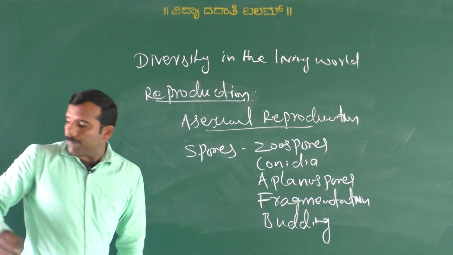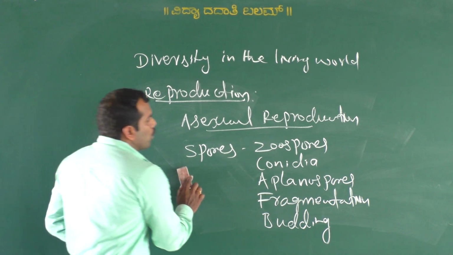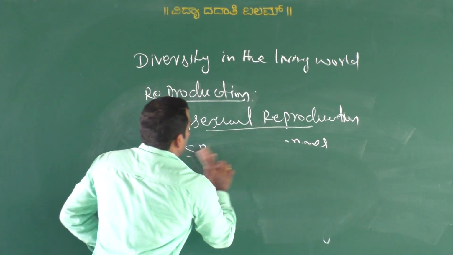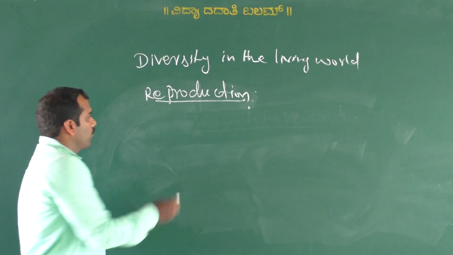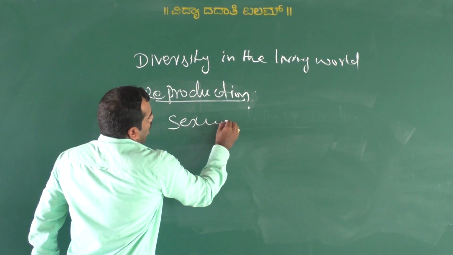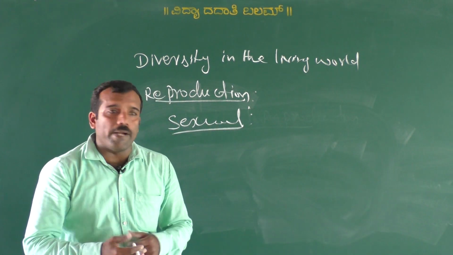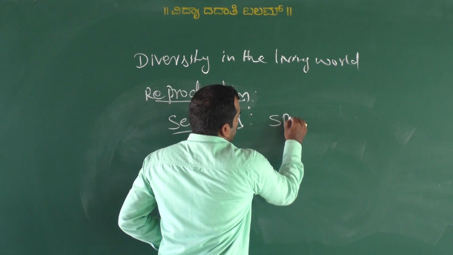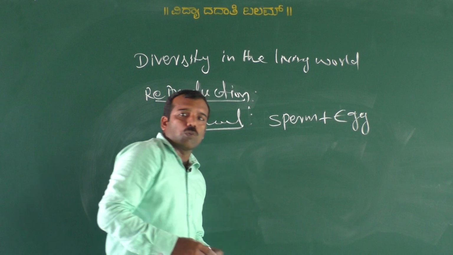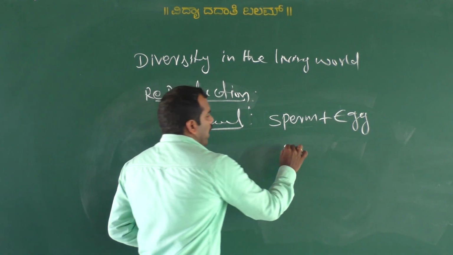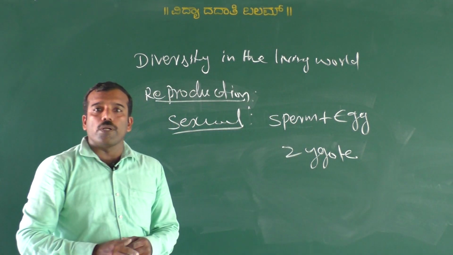At the same time, the higher plants and higher animals reproduce by the sexual method. In the sexual method of reproduction, there is formation of gametes, like the male gamete, that is sperm, and the female gamete, egg. These two gametes are fused to form a zygote. That zygote develops into a new individual.